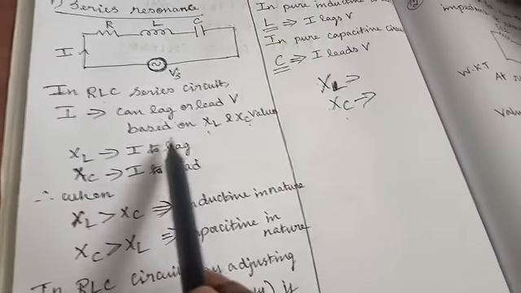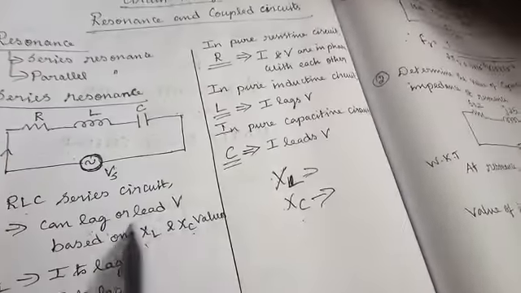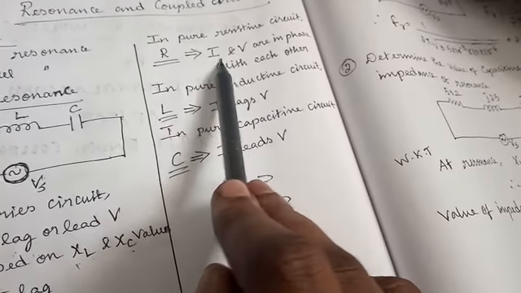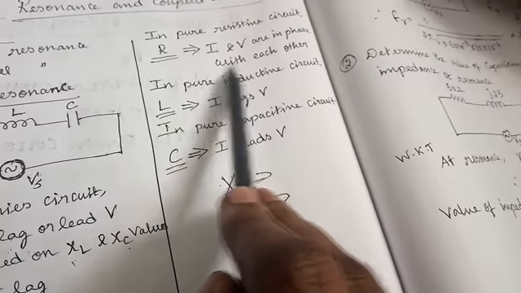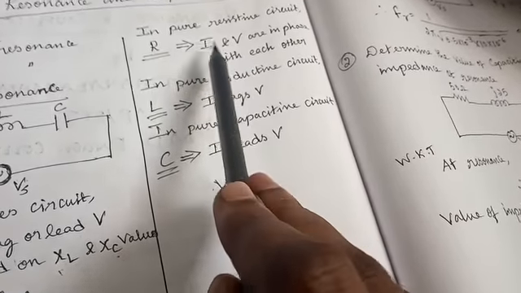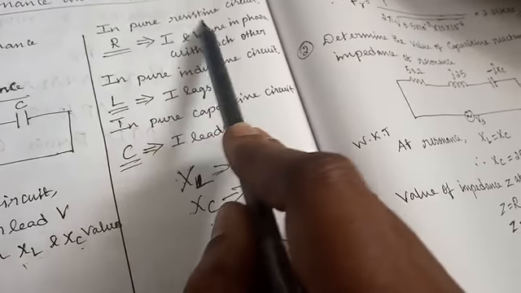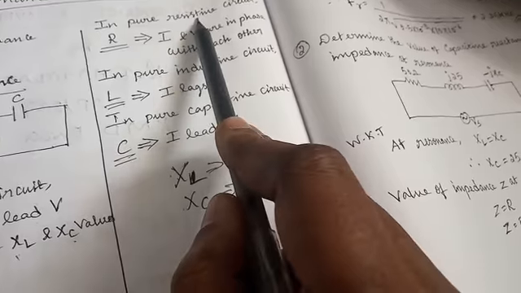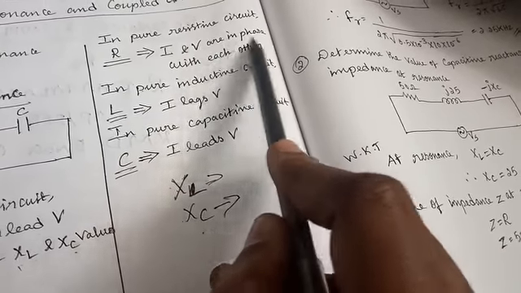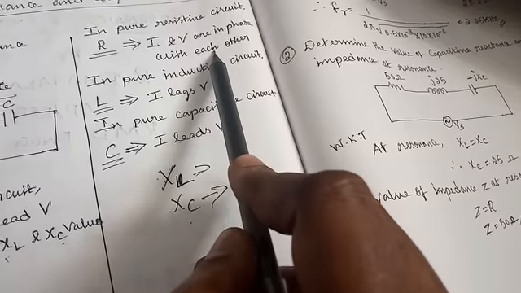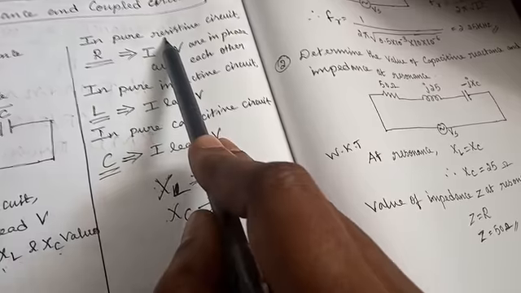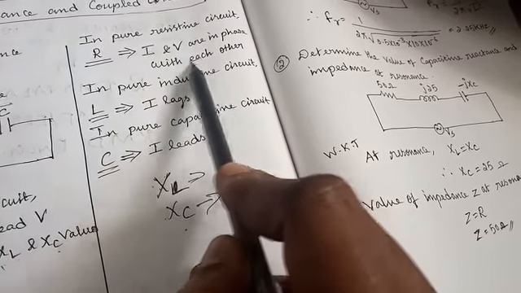Now when you take XL, always this XL will try to lag the current. That is the nature of the inductor. Before that, let me recall the fundamentals. இது ஏற்கனவே நம்ம கிளாஸில் discuss பண்ணியிருக்கோம். But anyway, in a pure resistive circuit, current and voltage will both be in phase with each other. There is no phase difference between voltage and current. சர்க்கியூட் பியூர் ரெசிஸ்டிவ் சர்க்கியூட்டாக இருக்கிறப்ப கரண்ட்டும் வோல்டேஜும் இன் ஃபேஸில் இருக்கும்.